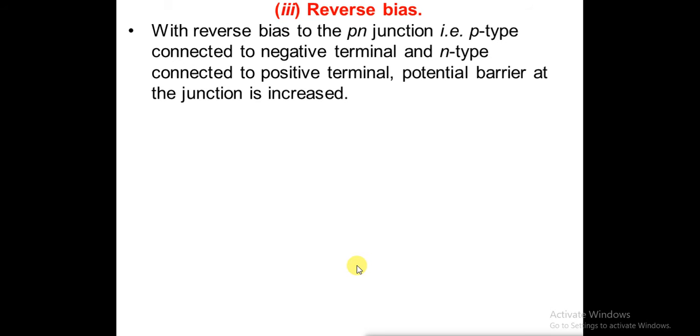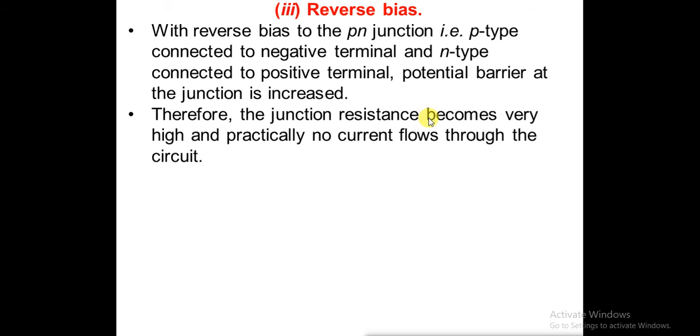Now we will see the reverse bias. So with the reverse bias, the P-type is connected to the negative terminal of the battery and the N-type is connected to the positive terminal of the battery, and the potential barrier at the junction is now increased. And as the potential barrier is increased, the junction resistance becomes very high and practically no current flows through the circuit.